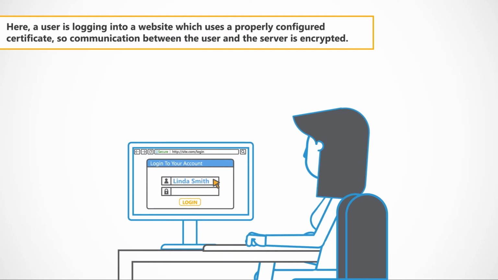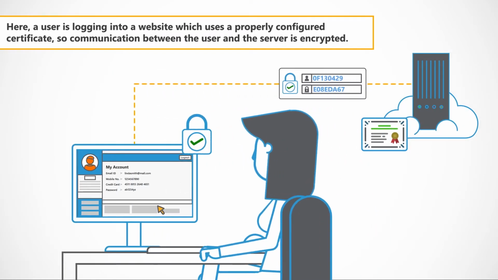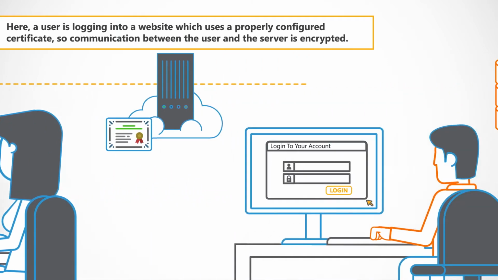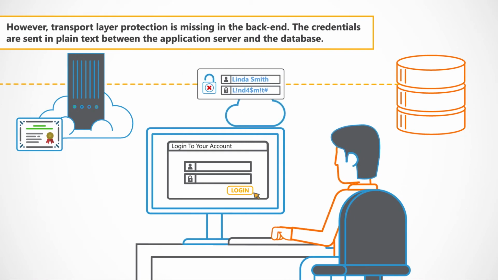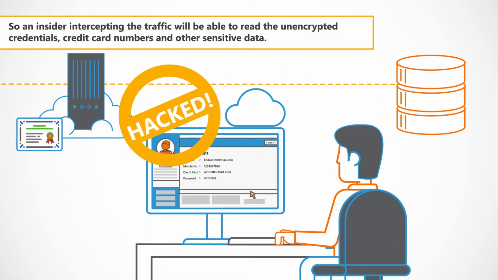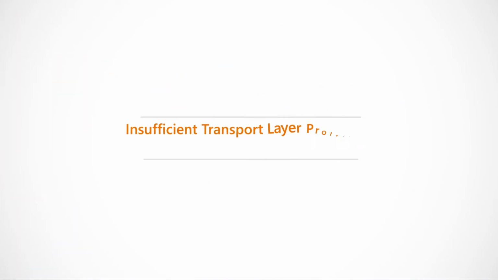Here, a user is logging into a website which uses a properly configured certificate, so communication between the user and the server is encrypted. However, transport layer protection is missing in the backend. Credentials are sent in plain text between the application server and the database. So an insider intercepting the traffic will be able to read the unencrypted credentials, credit card numbers, and other sensitive data. Insufficient transport layer protection can have significant impacts.